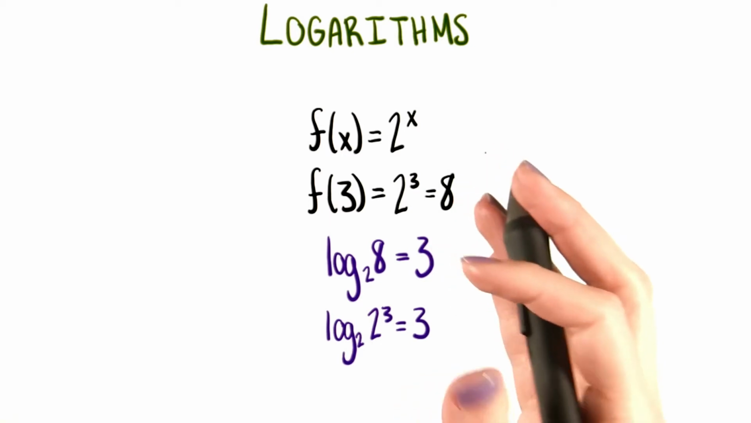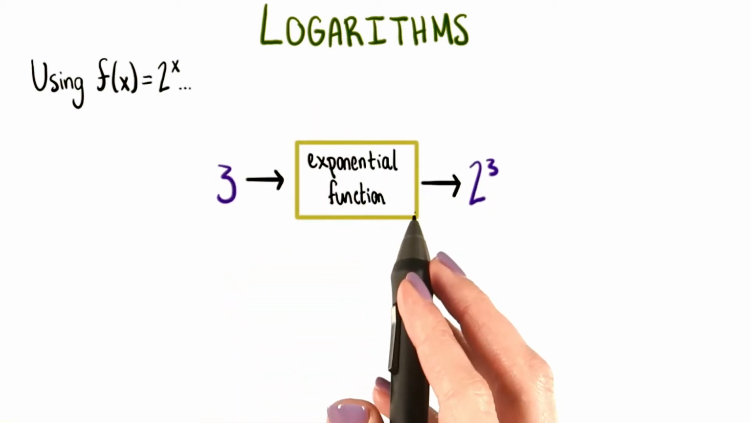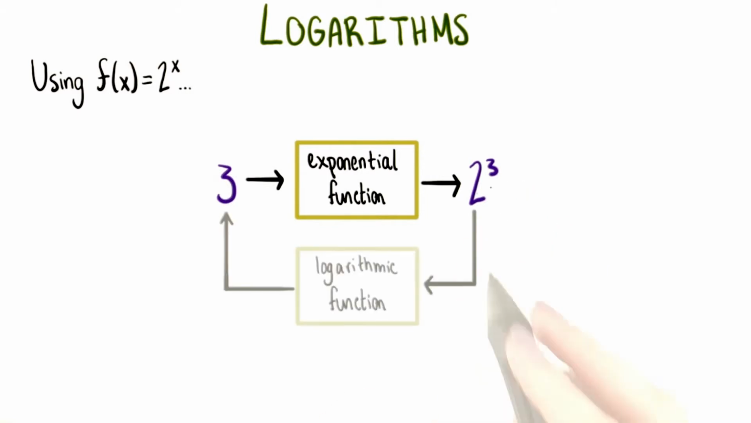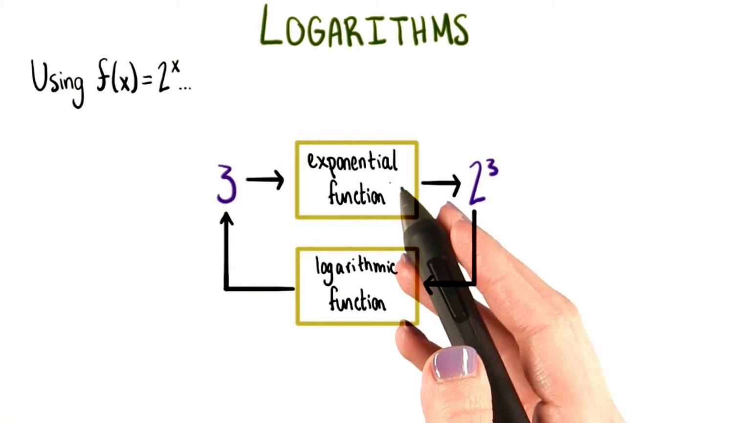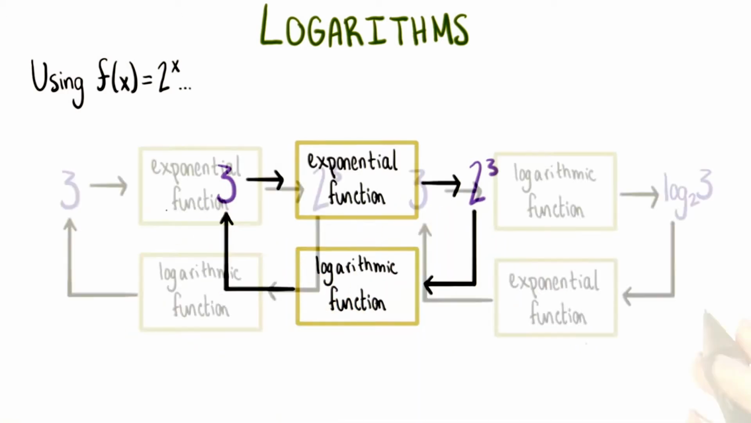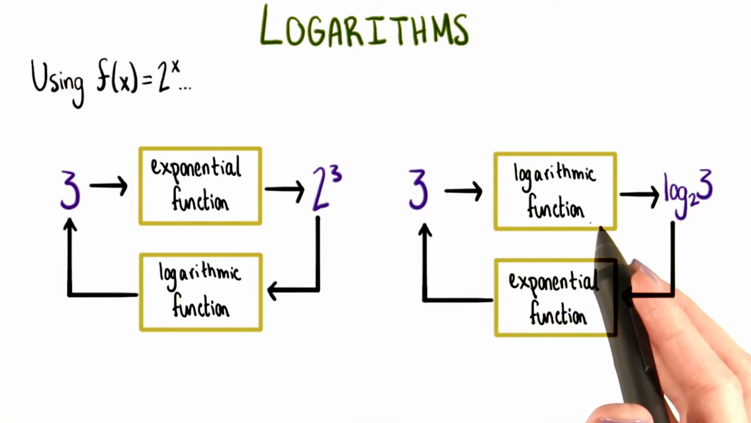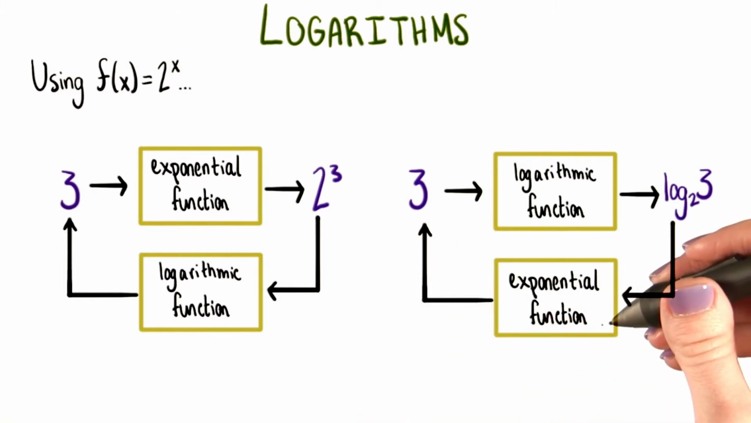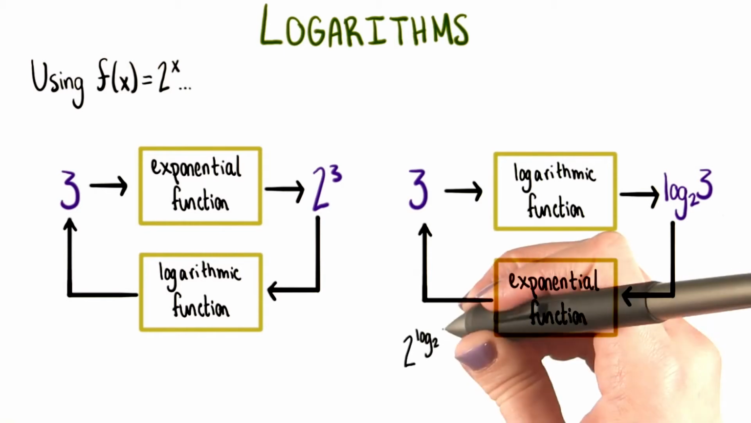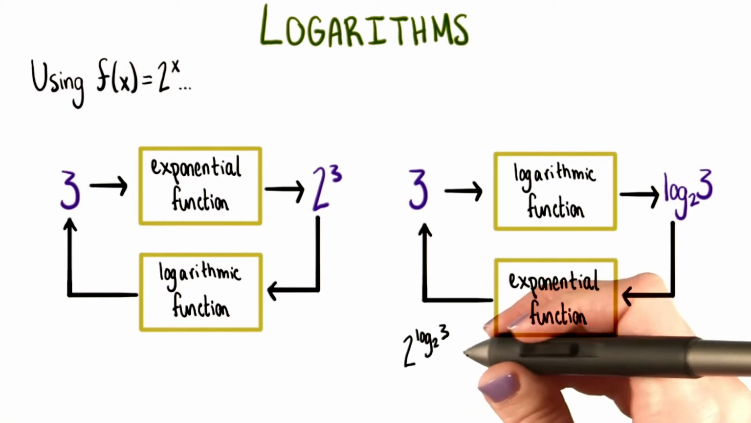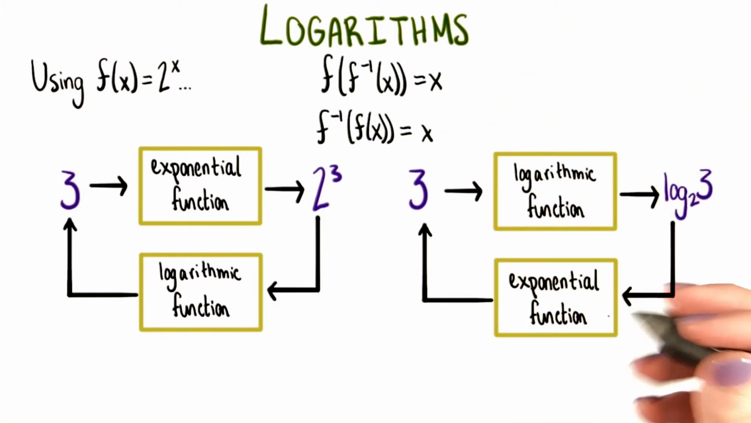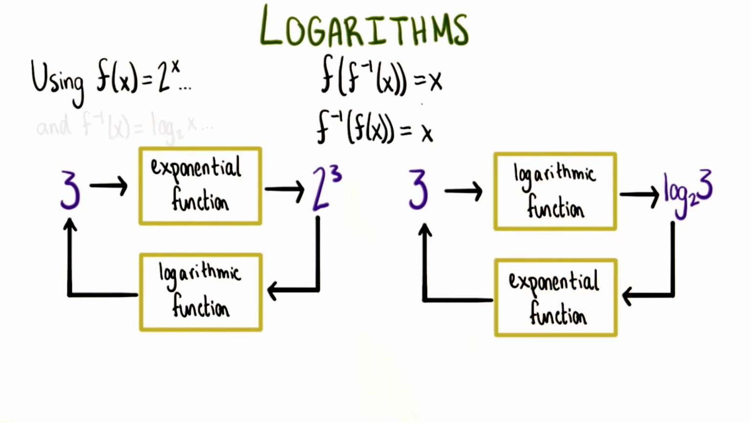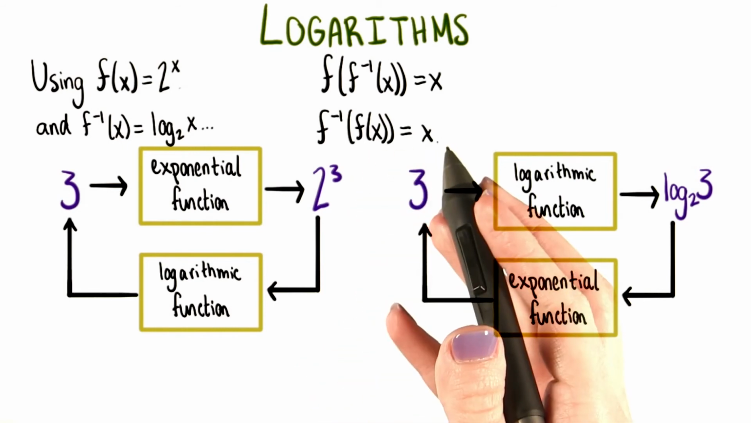Let's look at this in a different way. When we input 3 into our exponential function, it spits out 2 to the third. Then when we use 2 to the third as the input for the logarithmic function, that's the inverse of the exponential one, the output is 3 again. Similarly, if we use 3 as the input for a logarithmic function, the exponential function undoes what the log does. In other words, 2 to the power of log base 2 of 3 is equal to 3. This is just confirming that these two inverse functions behave just like other inverse functions. f of f inverse of x gives us x, and f inverse of f of x gives us x.